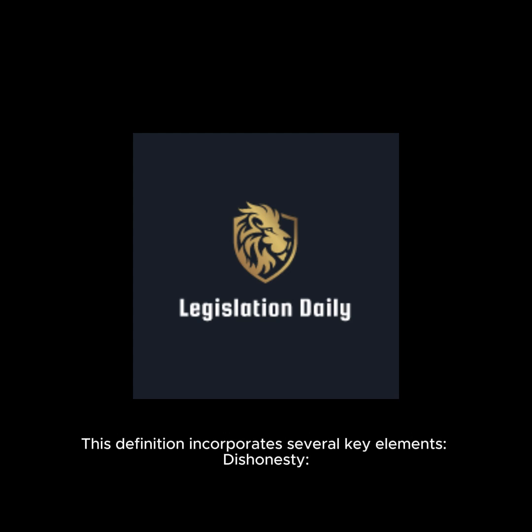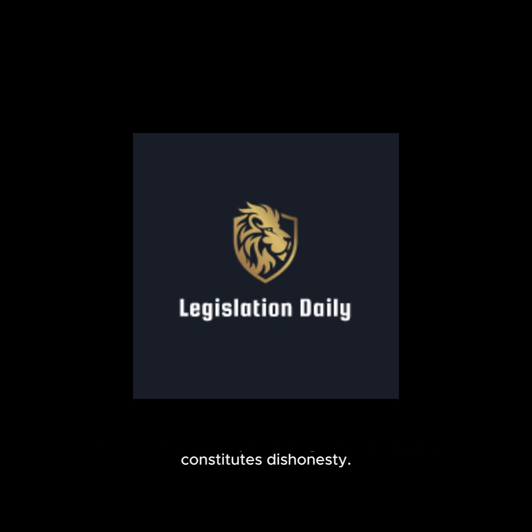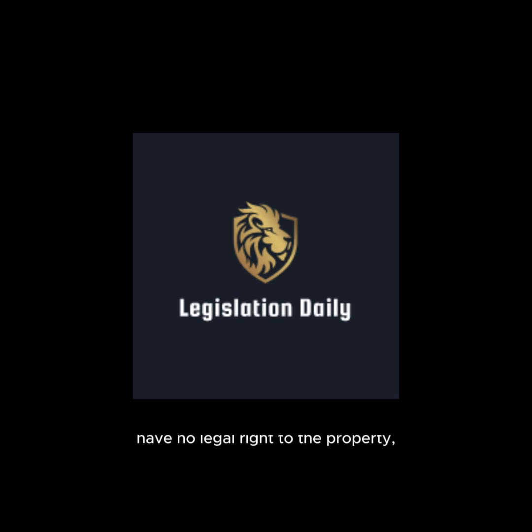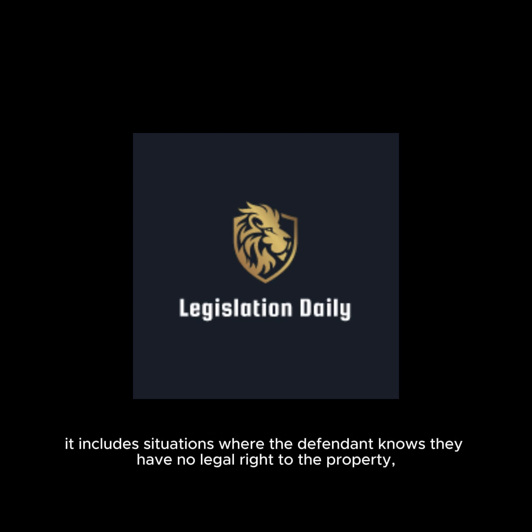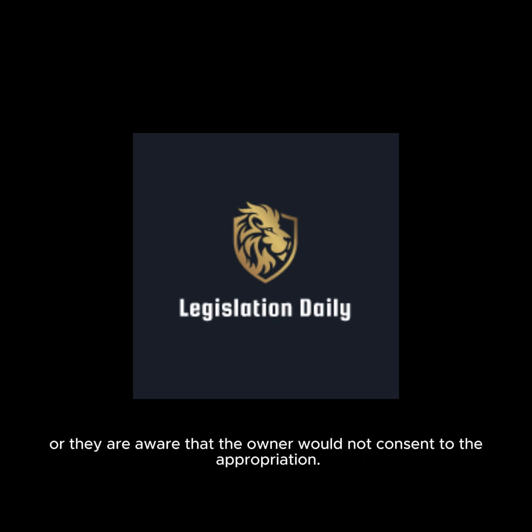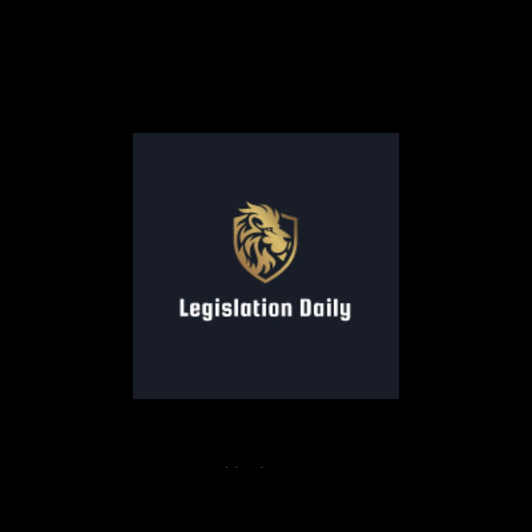This definition incorporates several key elements. Dishonesty. Section 2 of the Act provides guidance on what constitutes dishonesty. While the Act does not exhaustively define dishonesty, it includes situations where the defendant knows they have no legal right to the property, or they are aware that the owner would not consent to the appropriation.